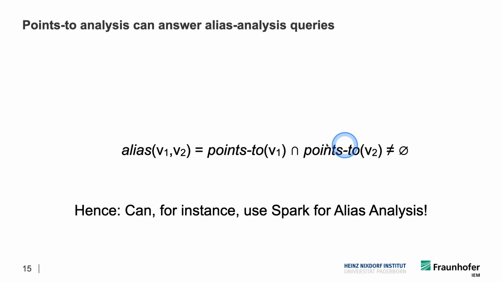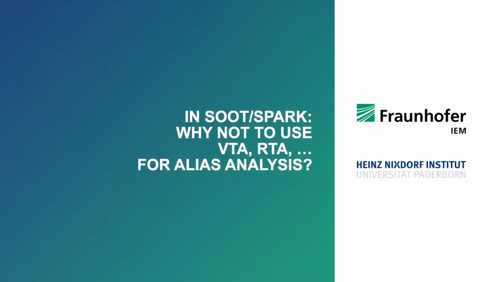But because this equation here holds, you can, for instance, use Spark to do alias analysis, right? So in general, you can determine whether two variables may alias by using Spark's points-to analysis result. But you have to be a bit careful, because if you use Soot's Spark implementation of pointer analysis, you should not just be using any points-to analysis algorithm if you want to do such an alias analysis afterwards. Why is that the case?